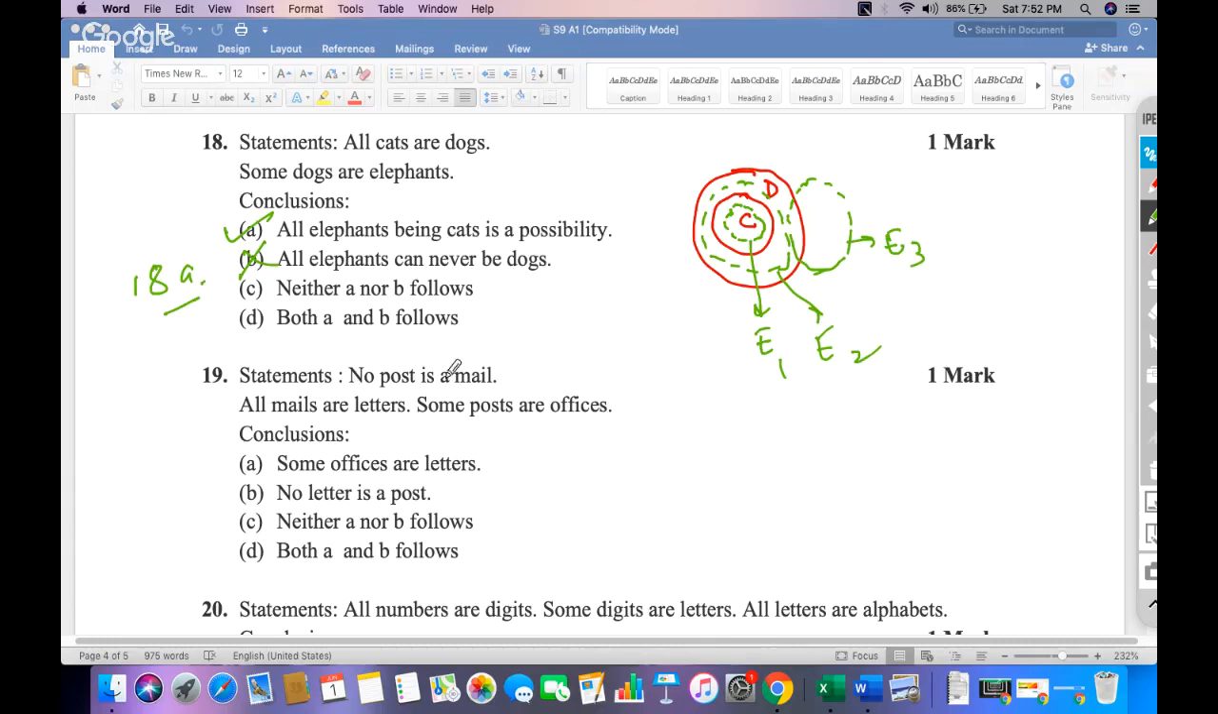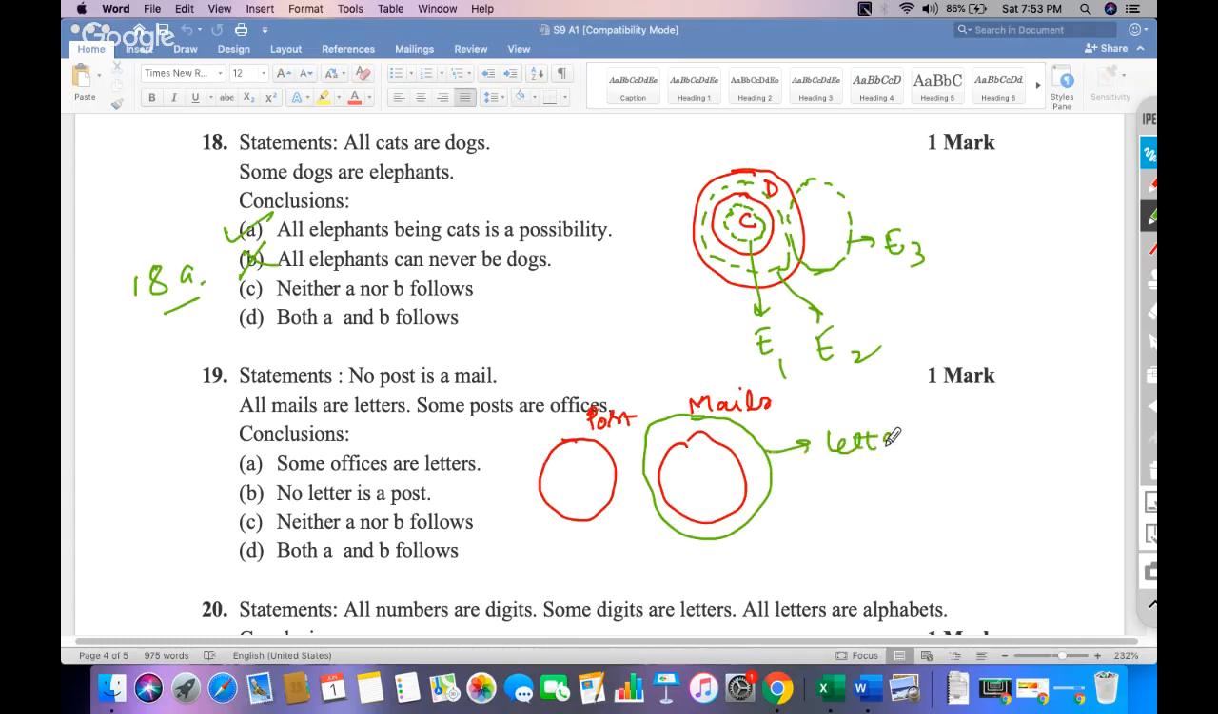Question number 19. No post is a male. So no post is a male means post can be drawn here and male can be drawn here. So this is post and this is male. All males are letters. So all males are letters means something like this. So these are letters. Some posts are offices. So some posts are offices means it can be like this.